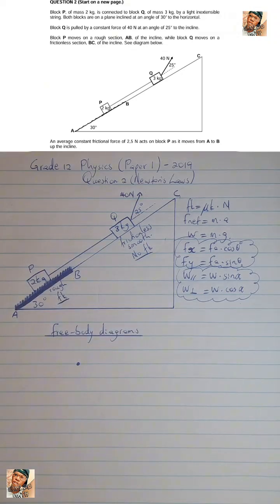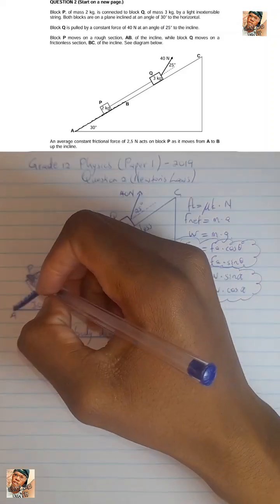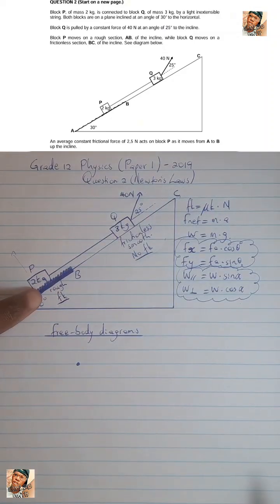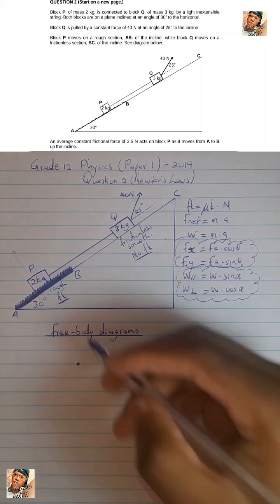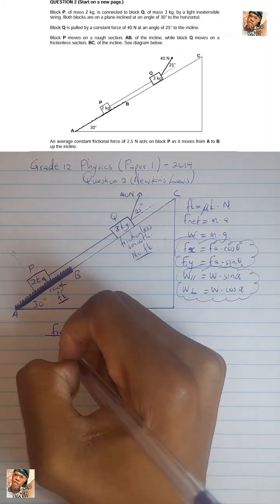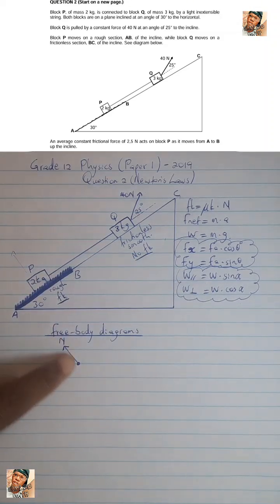And then there's going to be a force that is going to be acting on P, and it's going to be acting perpendicular to the surface. We call that force the normal force. So we're going to have the normal force acting perpendicular to the surface. So since the surface is inclined, therefore the normal force is going to be at a 90-degree angle, that direction, which is northwest. So we're going to have the normal force right there acting in a northwest direction.